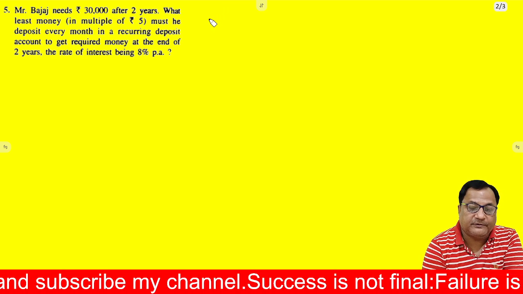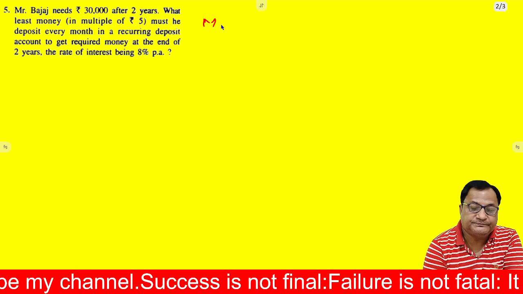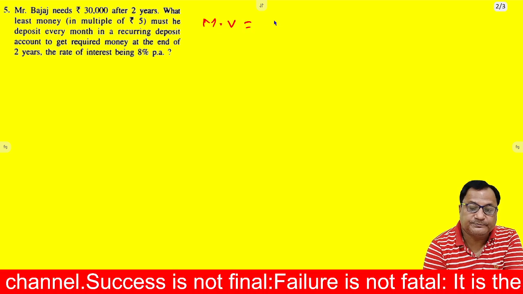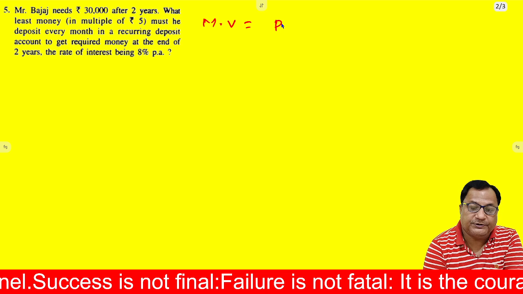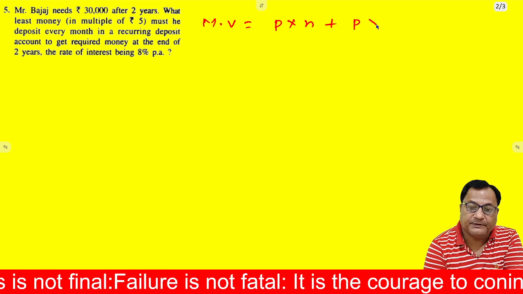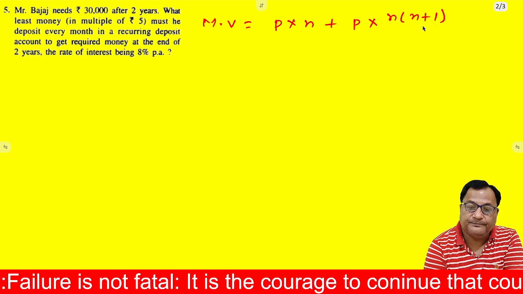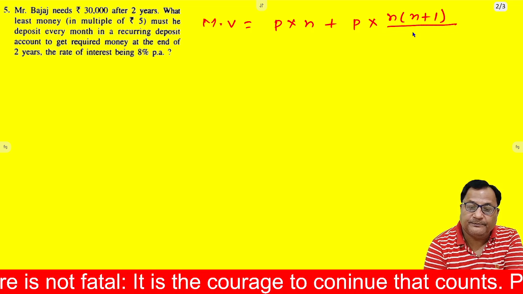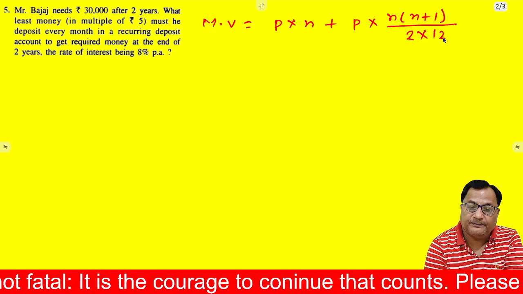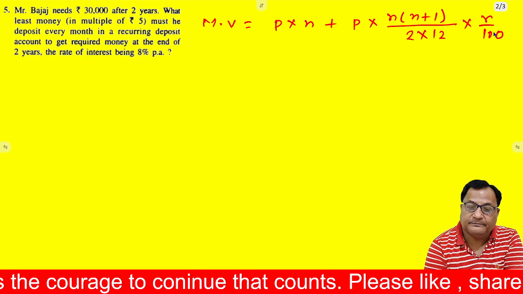So the formula for maturity value is P into N plus P into N plus 1 divided by 2 into 12 into R by 100.